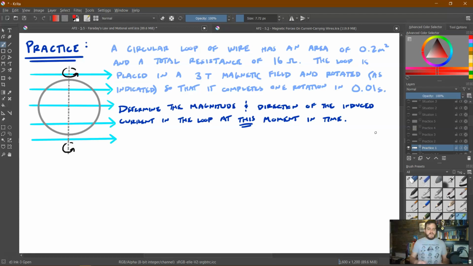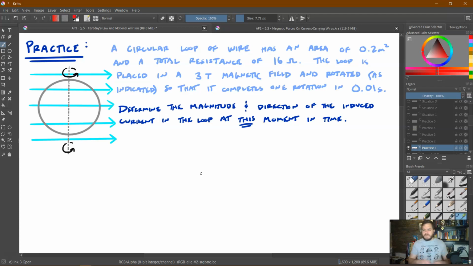The reason why I say that this particular moment in time is because as it's rotating, that current will flip directions back and forth. So we want to look at this exact moment. And notice that we have drawn here that the loop is rotating in such a way that its left side is coming out of the screen and its right side is going into the screen.